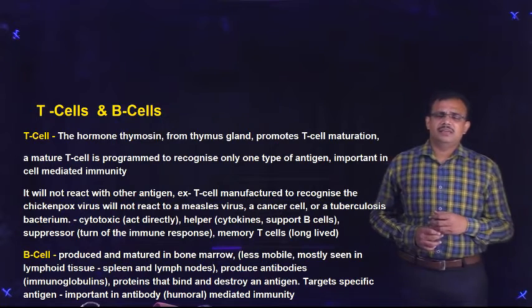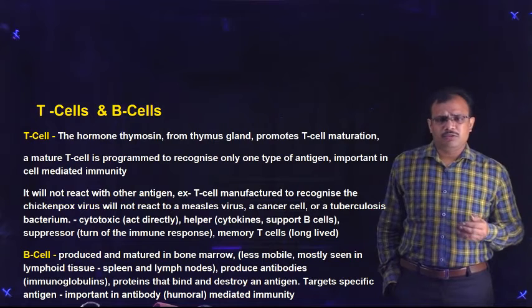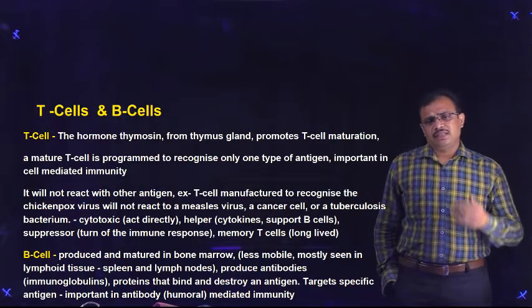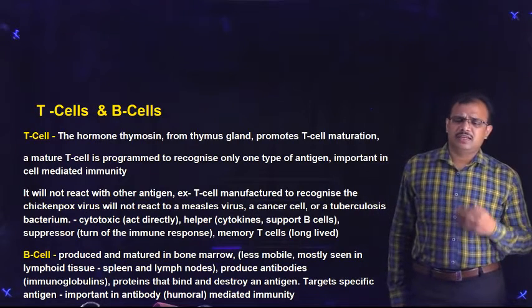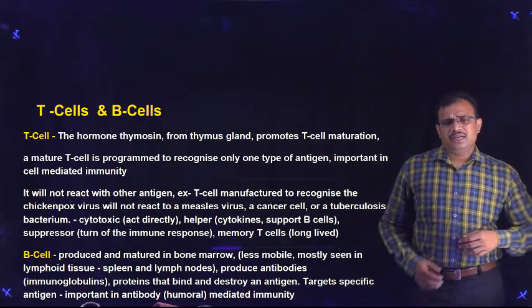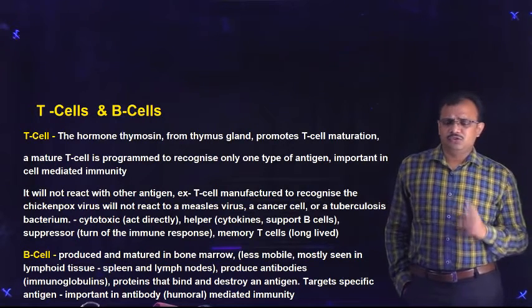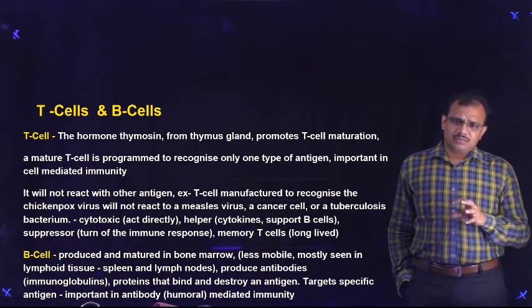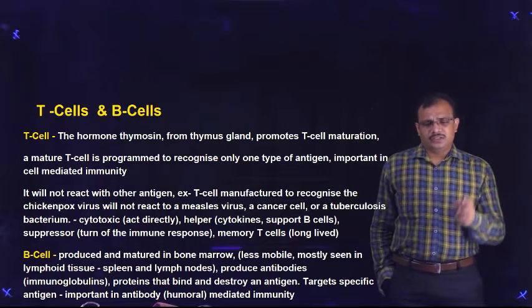Whereas B lymphocytes are produced and matured in the bone marrow. We have seen the T cells are produced from the bone marrow, but they are matured in the thymus gland. Whereas B lymphocytes are produced and matured in the bone marrow. These are less mobile and mostly seen in the lymphoid tissue itself, such as spleen and lymph nodes. And these B lymphocytes are involved in production of antibodies.